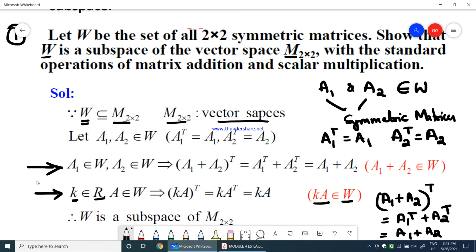Therefore both addition and scalar multiplication are followed by the subspace W. So we can easily say that W is a subspace of the vector space M2x2. If you take the set of symmetric matrices within the vector space of square matrices, then W is definitely a subspace of that particular vector space.